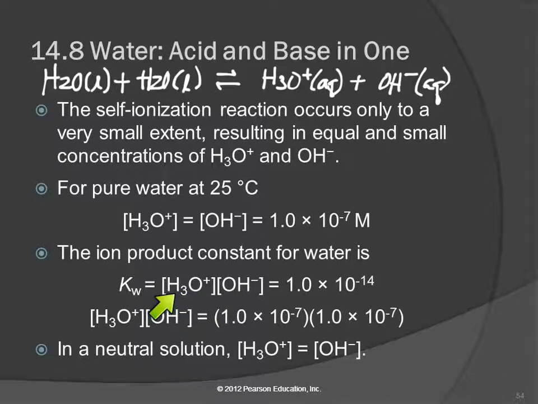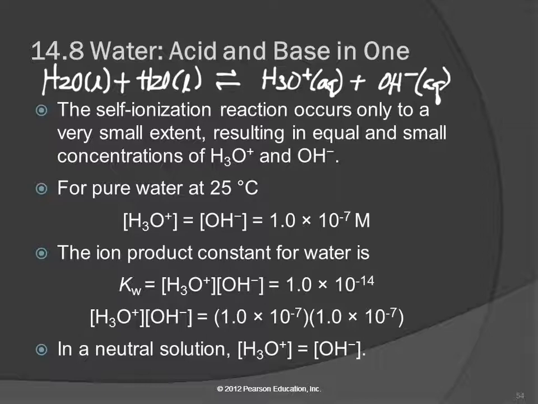The equilibrium expression, K, the equilibrium constant, here it's given a special name because water is so special, Kw, and it's the hydronium ion concentration times the hydroxide ion concentration. This value is 10 to the minus 14. Does this reaction favor the products or the reactants? It favors the reactants quite strongly. There's very little hydronium or hydroxide ions in pure water. Very, very tiny.